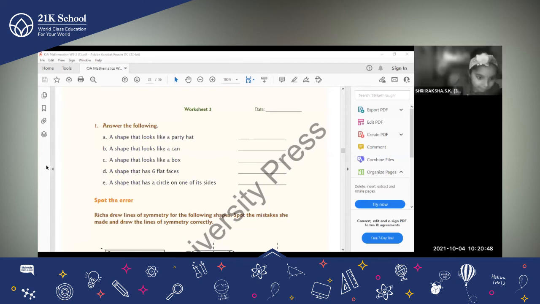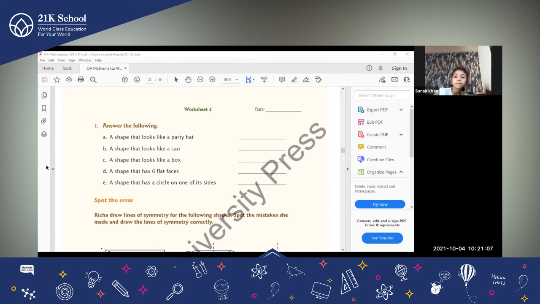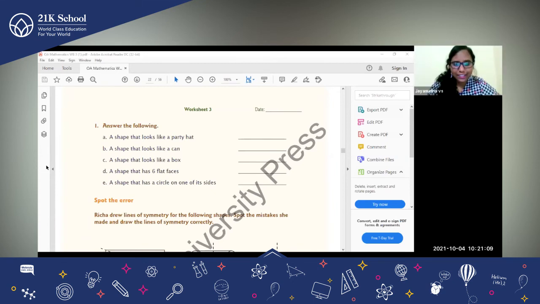There is some background noise, ma'am, from my side. All right, fine. Who can tell this? Sarah, this time. Ma'am, it is cone. Cone. All right, correct. So you have to find out like that. You need to compare the clues with the 3D object and find the 3D shape.